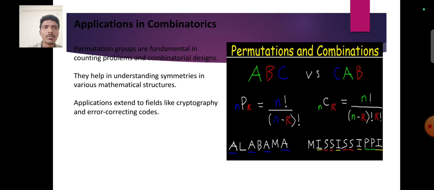Application in combinatorics. Permutation groups are fundamental in counting problems and combinatorial designs. They help in understanding symmetries in various mathematical structures. Applications extend to fields like cryptography and error correcting codes.